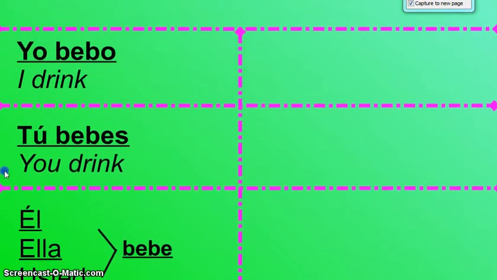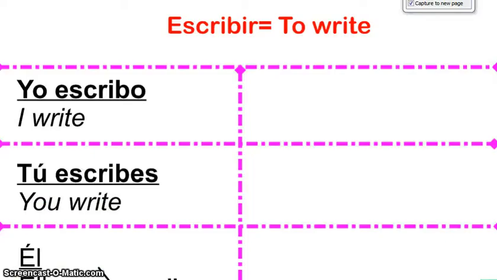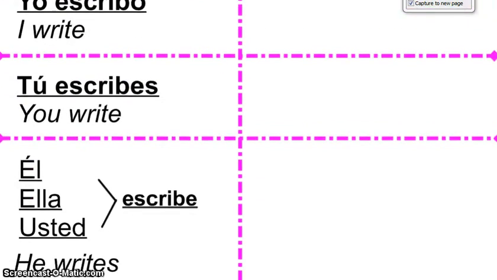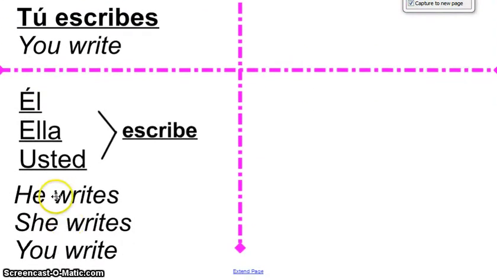Keep in mind, remember, this is just the singular side, talking about one person. I, you, he, she, or it. So let's look at the next verb. We're going to the next slide, which is the verb escribir, which means to write. So, escribir, to write. Yo, drop the IR ending like we do with all verbs. Yo escribo, I write. Tú escribes, you write. Él, ella, usted escribe. Drop the IR, add the E. Escribe. He writes, she writes, and you write.